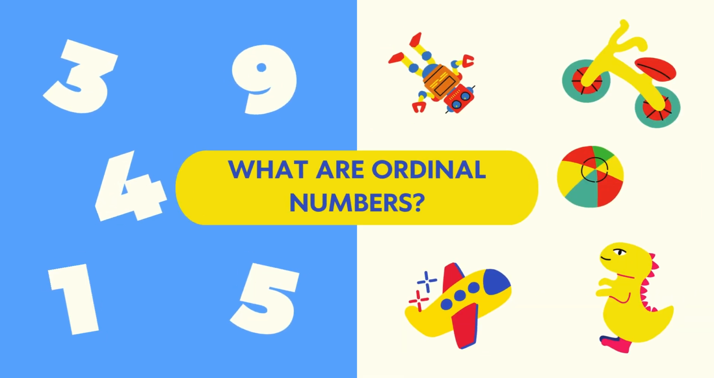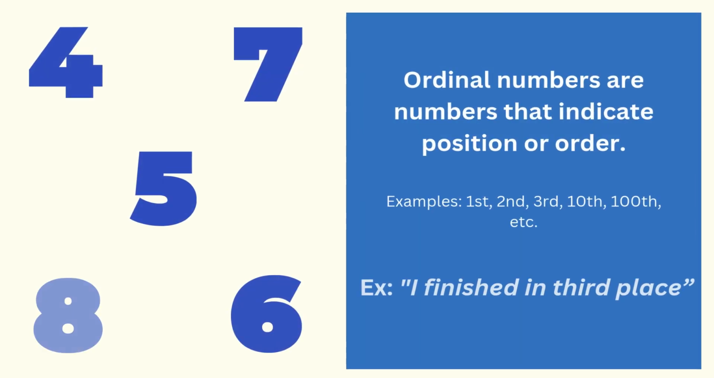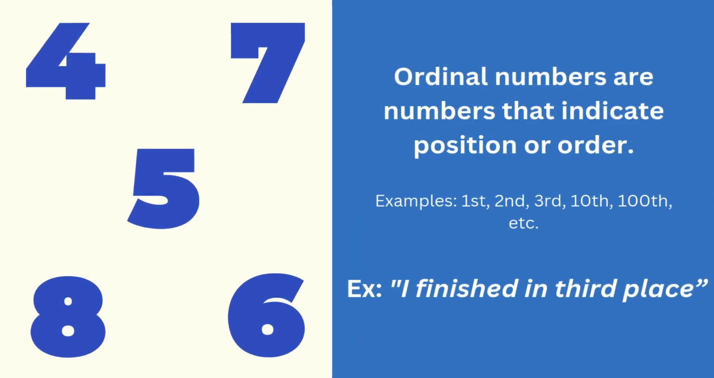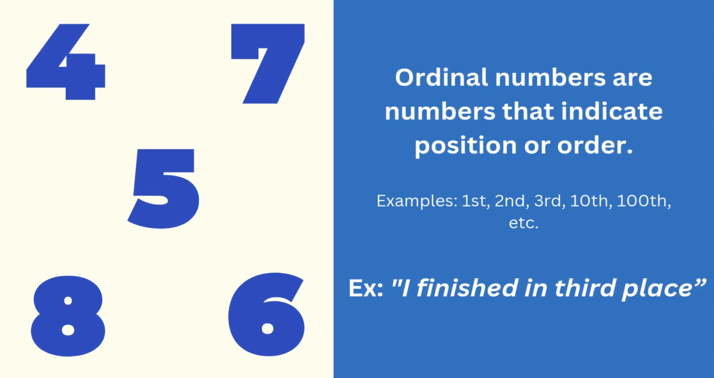What are ordinal numbers? Now, let's move on to ordinal numbers. Ordinal numbers indicate position or order. They answer the question which one or in what order. For example, first, second, third, 10th, 100th, and so on. If I say I finished in third place, the number third is an ordinal number because it tells us the position.